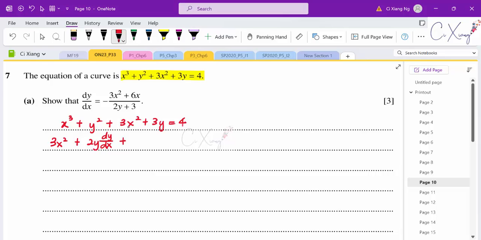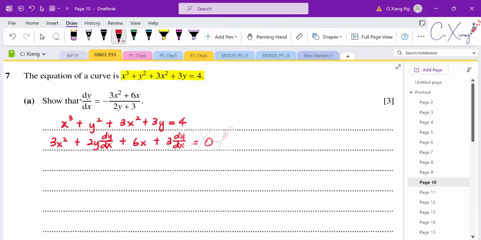Then for 3x squared, if it's differentiated, you're having 6x, dx/dx I didn't write out. And then differentiate 3y, I'm having a 3. And because we are differentiating y with respect to x, therefore I have to write dy/dx at the back, equals to 4. 4 is a constant. When you differentiate the constant, definitely you will get a 0. So after the differentiation, it will look something like this. And this process, we call implicit differentiation.